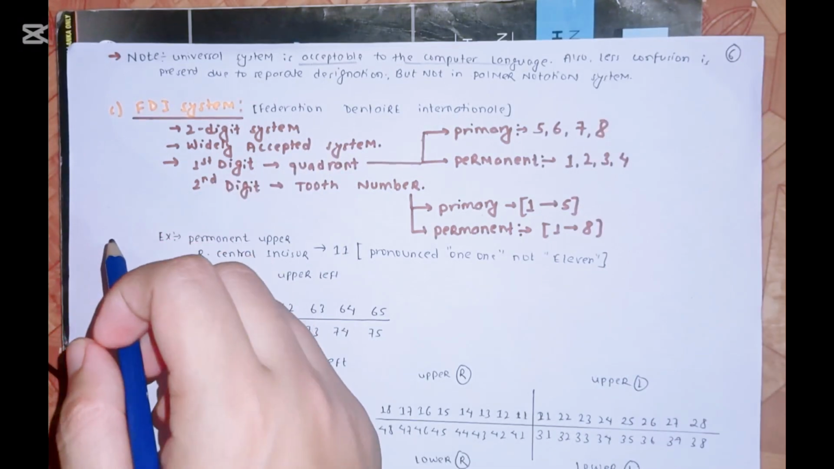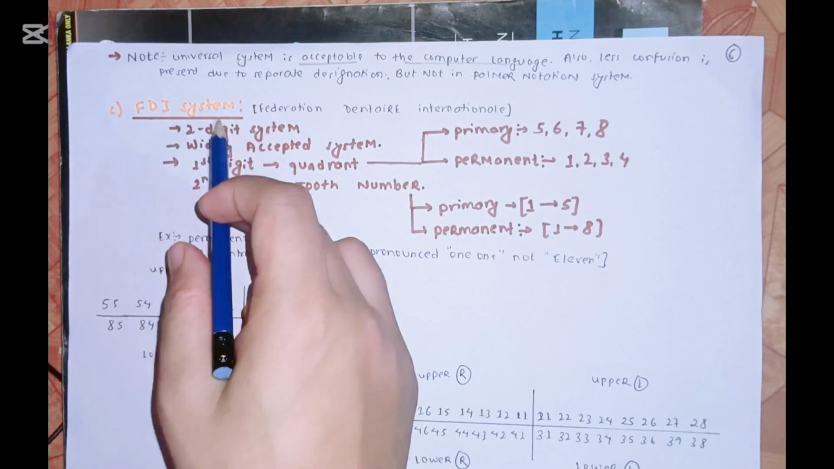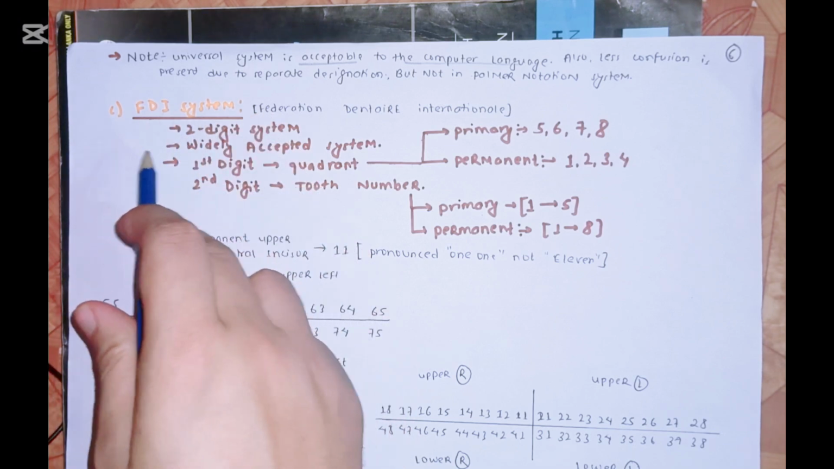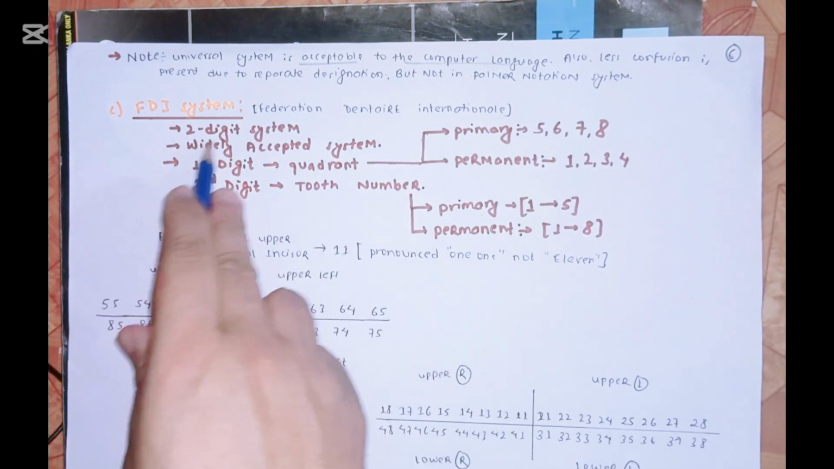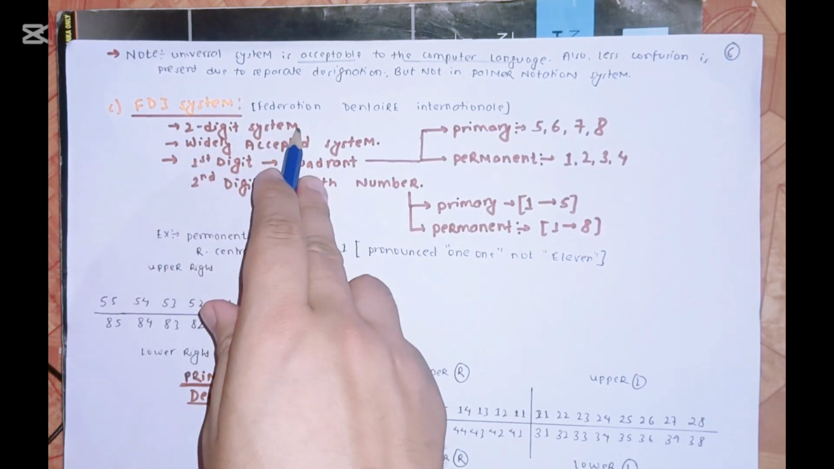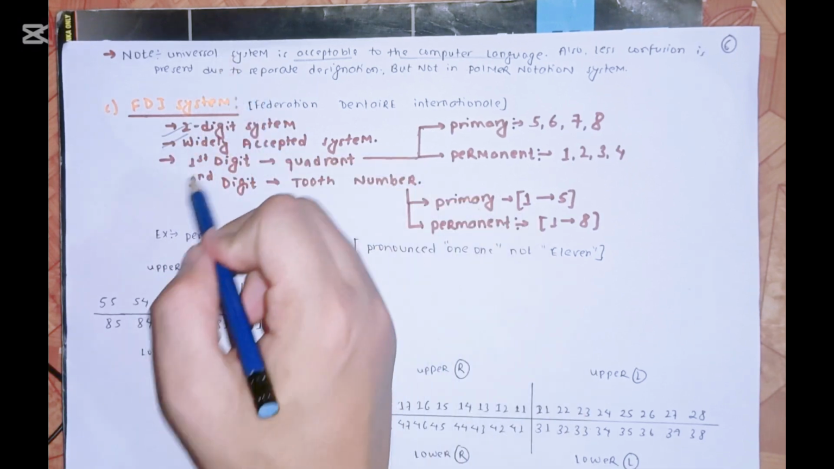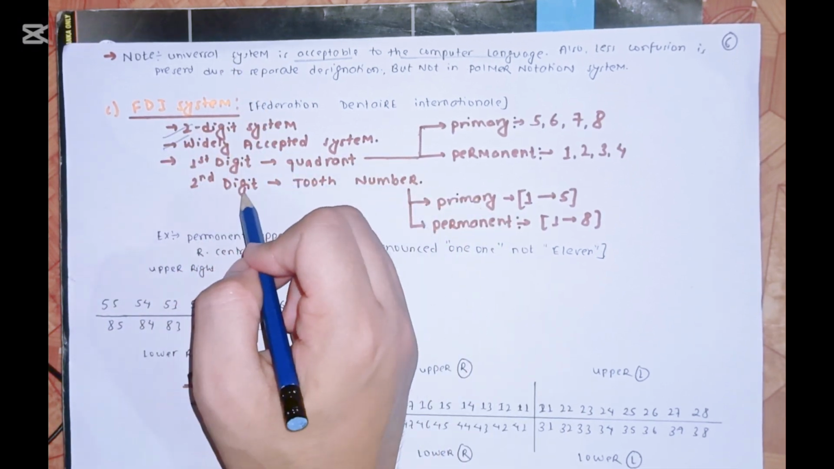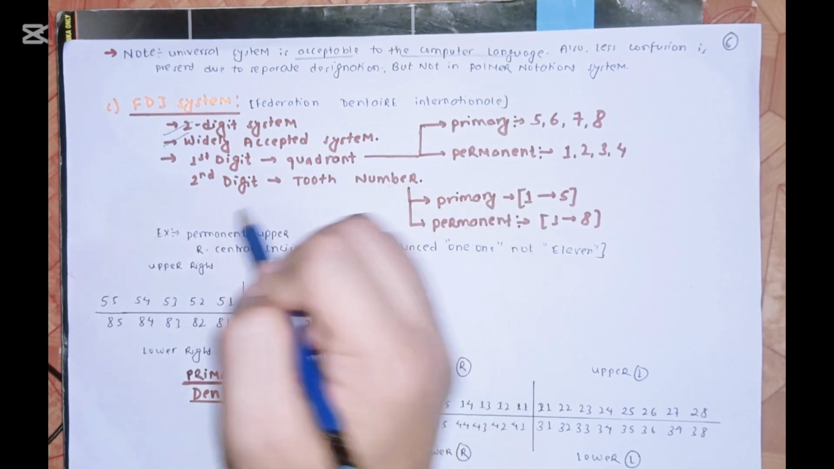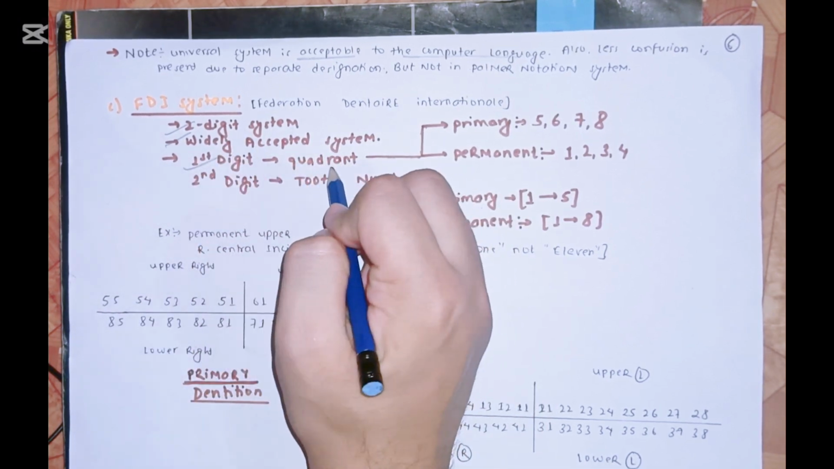Now the most important nomenclature system is the FDI system, and the full form of FDI is Federation Dentaire Internationale. It is a two digit system that is widely accepted. The first digit represents the quadrant, and the second digit represents the tooth number.